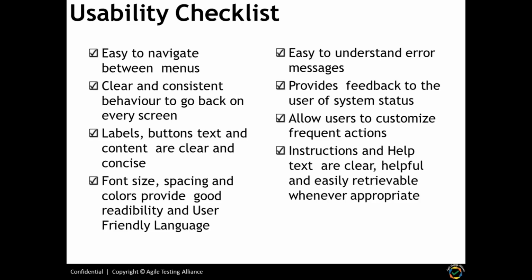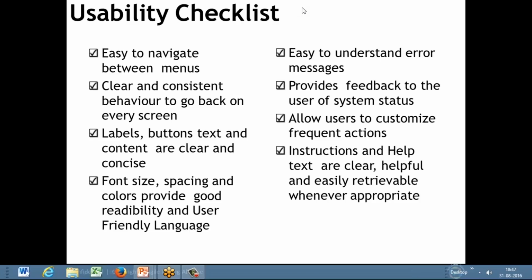Then it should also allow users to customize frequent actions. A very good example is your M indicator, where you are always searching for a particular destination and a particular origin location. You can add a shortcut to that, and once you click on the shortcut, it will immediately give you the necessary information. So, a very good example, M indicator, allowing users to customize frequent actions. Then there are instructions and help text, which should be very clear, helpful, and easily retrievable whenever appropriate, right?